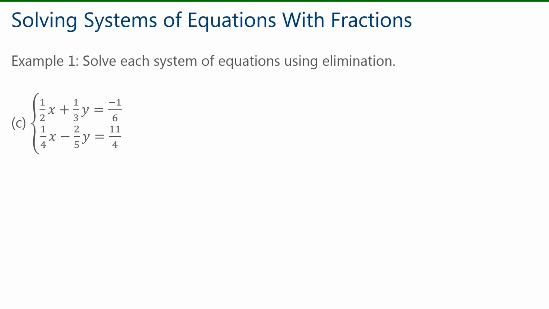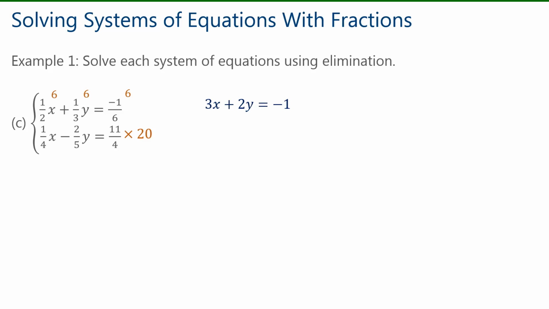Now let's look at one more example. For the first equation, I see that the LCD here is 6. And for the second equation, between 4, 5, and 4, the LCD is 20. So now let me put a 6 by each term. Now a half times 6 is 3. A third times 6 is 2. And on the end, the 6's cancel, leaving you with negative 1.